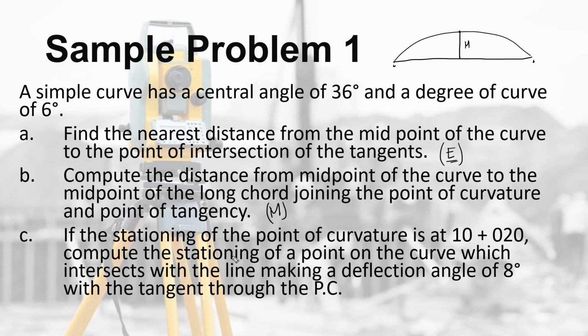And then, dito sa C, if the stationing of the point of curvature is 10 plus 20, compute the stationing of a point on the curve which intersects with the line making deflection angle of 8 degrees with the tangent through the PC. So, dito medyo unique siya kasi ang hinahanap na is stationing at a specific point. So, sinabi diyan is may tangent tayo, mag-deflect ng 8 degrees and then ano yung station na yun.